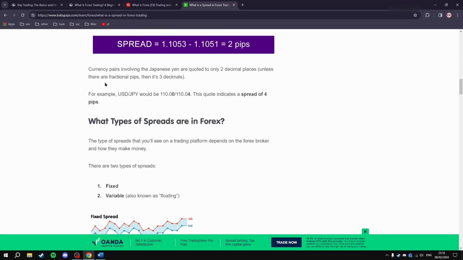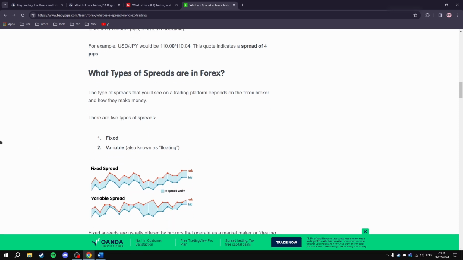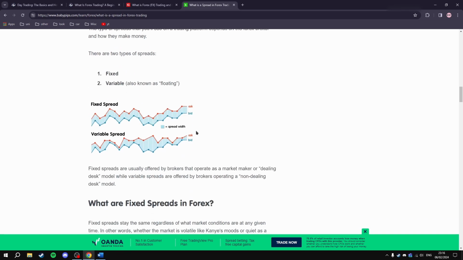What types of spreads are there in Forex? The type of spreads that you see on a trading platform depends on the Forex broker and how they make money. There are two types of spread: fixed and variable, also known as floating. A fixed spread is a set amount, whereas variable is a bit less regular. Fixed spreads are usually offered by brokers that operate as a market maker or dealing desk model, whereas variable spreads are offered by brokers operating a non-dealing desk model.